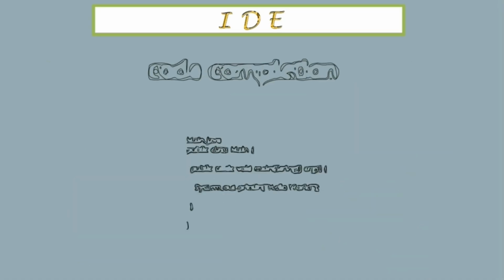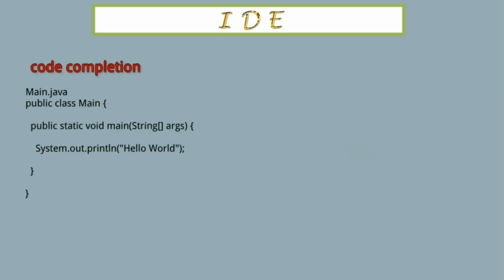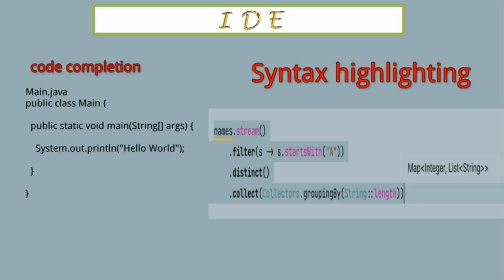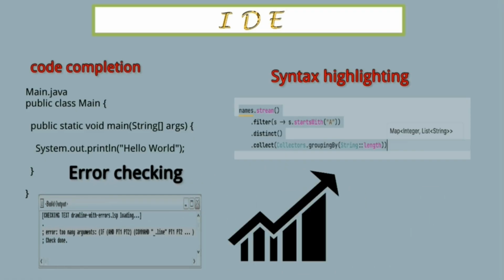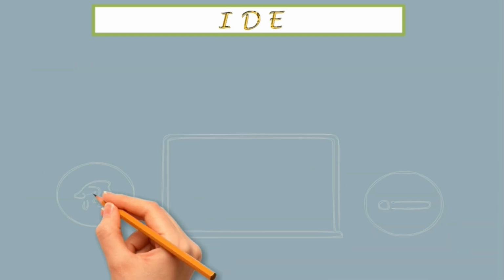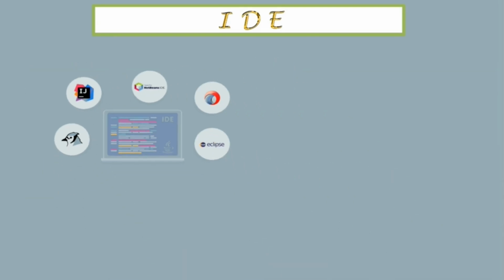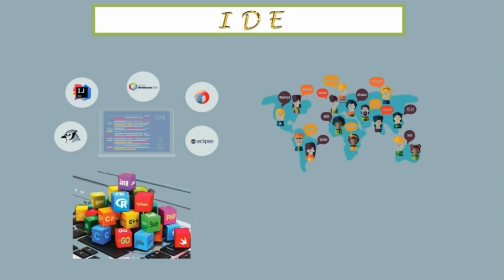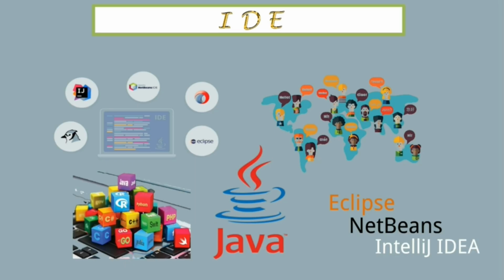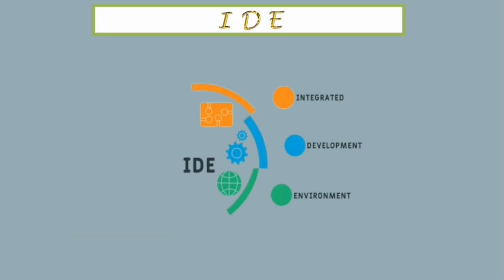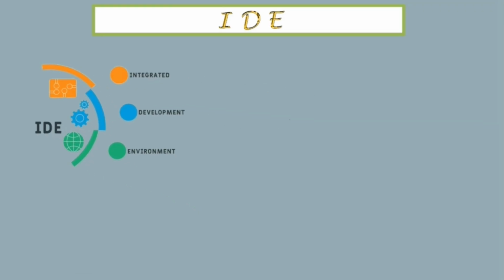IDE offers helpful features such as code completion, syntax highlighting, and error checking, making it easier to write, debug, and maintain code efficiently. There are many different IDEs available for different programming languages and platforms. Some popular IDE for Java include Eclipse, NetBeans, and IntelliJ IDEA. Now, we will be using IntelliJ IDEA for a variety of reasons in this course.